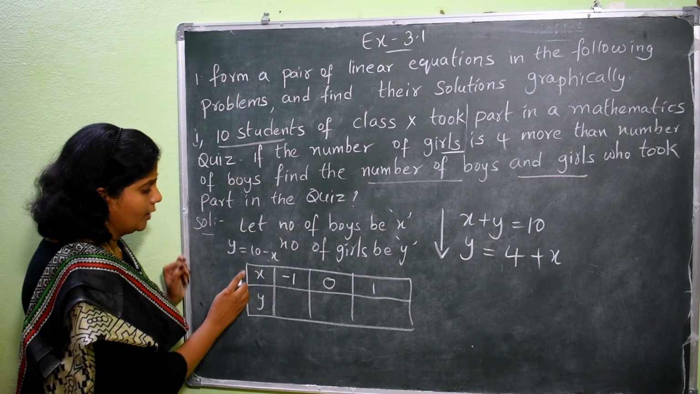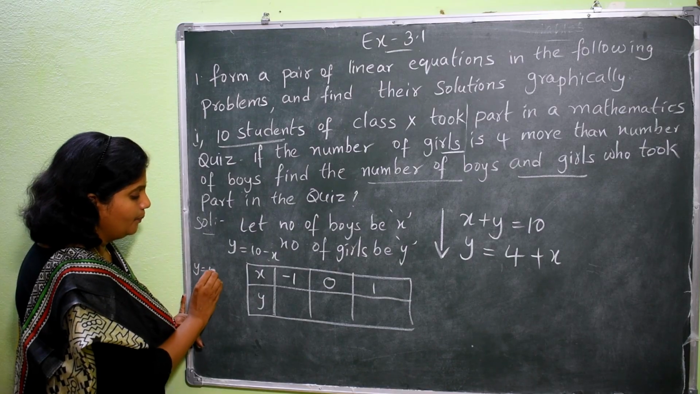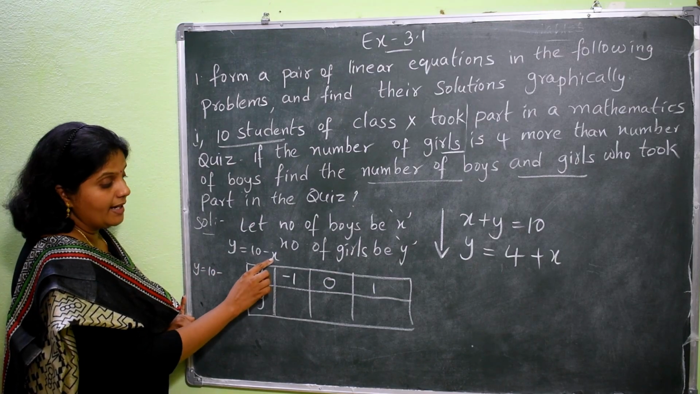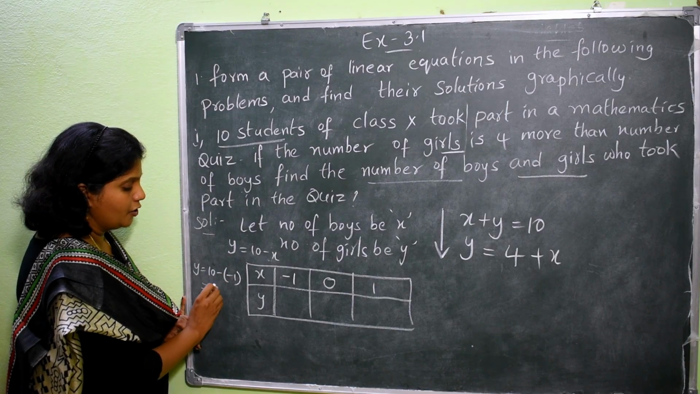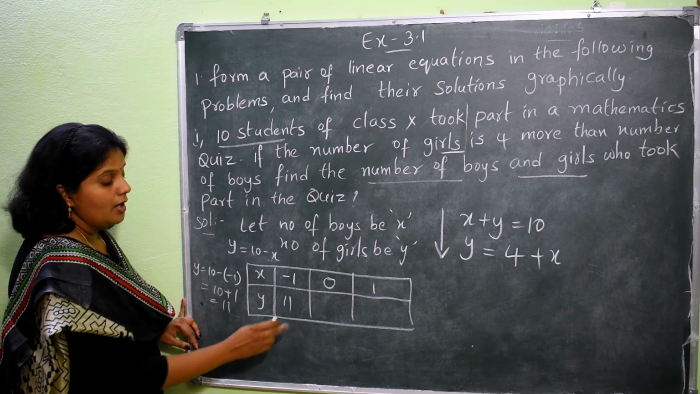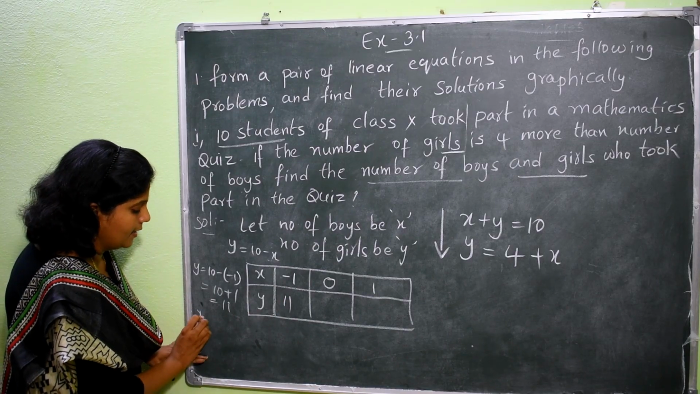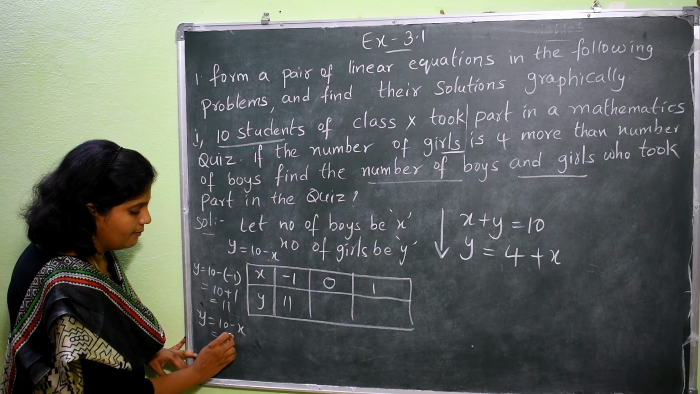So what have we got here? y is equal to 10 minus x. The first value: 10 minus, in the place of x what am I keeping? Minus 1. So minus into minus how much? Plus. 10 plus 1 how much? 11. So here it is 11. Again, for the x value, y is equal to 10 minus x. The x value is what? 0. So 10 minus 0 how much?